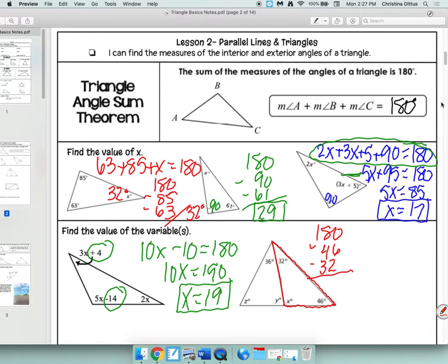102. Really? Yeah, well, okay. So that x is 102. Everybody good there?